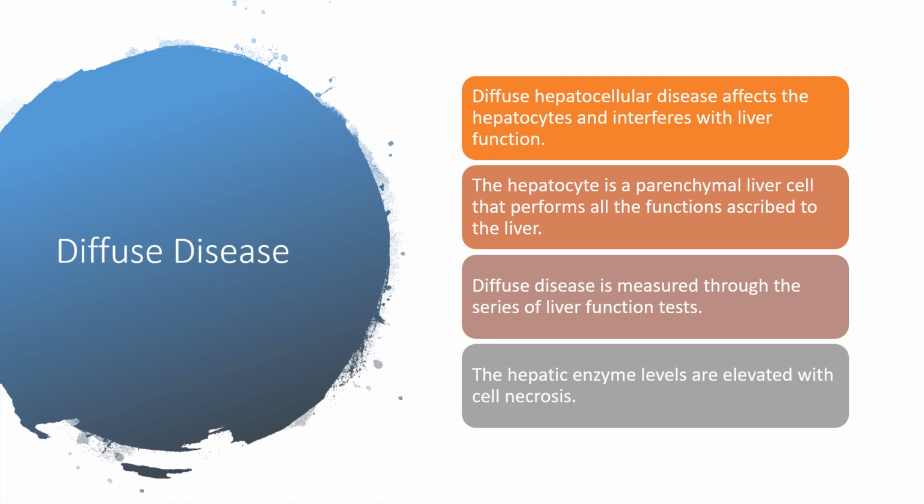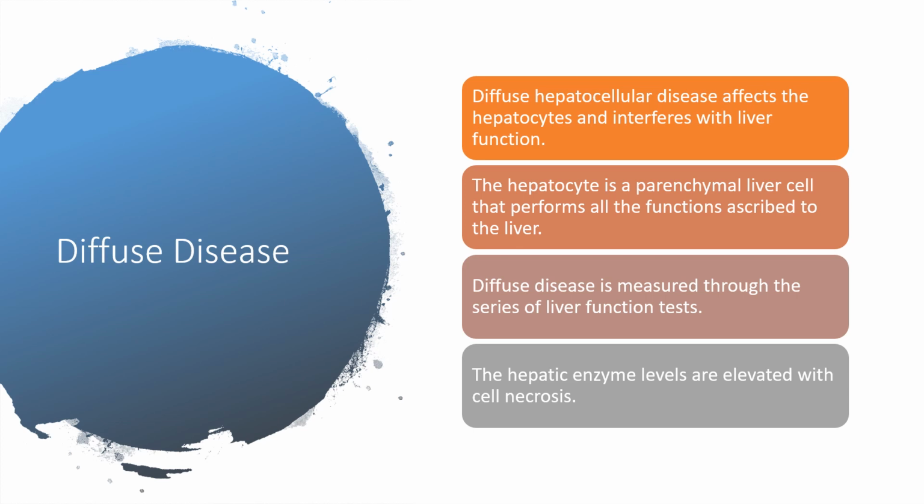We're going to talk about diffuse disease. Diffuse disease covers a number of disorders, including fatty infiltration, hepatitis, cirrhosis, glycogen storage disease, and hemochromatosis. We'll hit on those all in a little bit more detail here shortly.